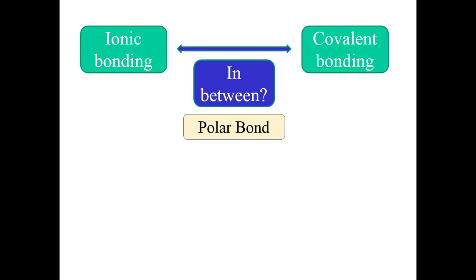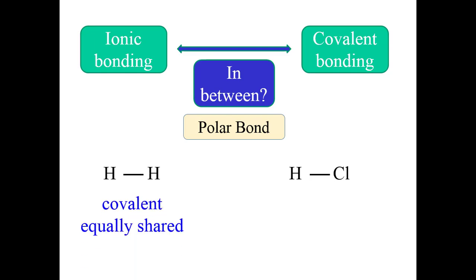Let's start by thinking about two bonds, an H-H bond and an HCl bond. The H-H bond is one that we might call completely covalent. The two electrons in the bond are equally shared. But in HCl, the electrons are not evenly shared. Recall that electronegativity is the ability to attract electrons in a covalent bond. Chlorine has a larger electronegativity than hydrogen, so the electrons will not be equally shared, but attracted toward the chlorine.